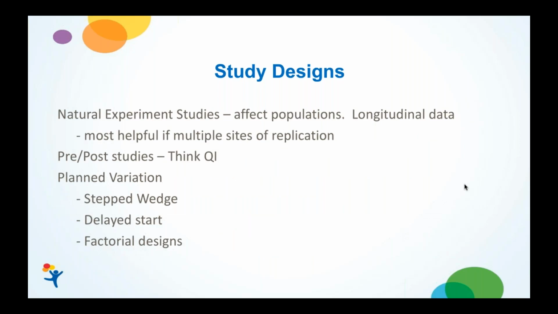Some other ones are natural experiment studies. Those are particularly good for population level interventions that happen and usually require longitudinal data, and are most helpful if there can be multiple sites of replication. So one that's pertinent to my field is vaccination and state policies regarding vaccine exemptions.